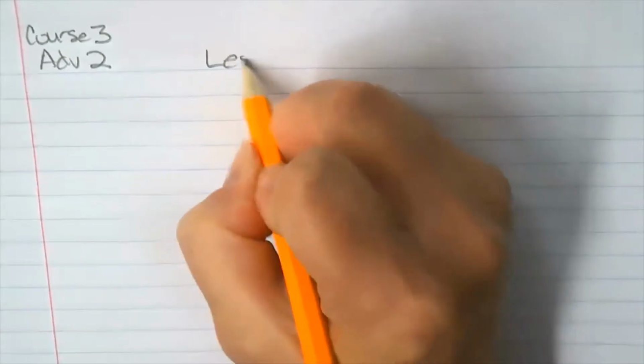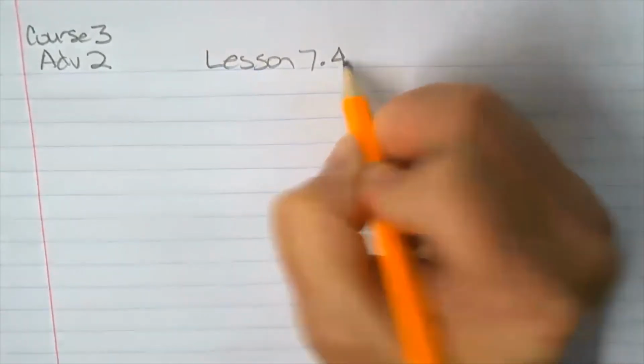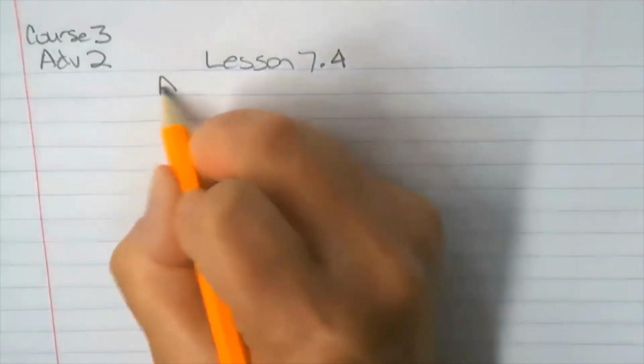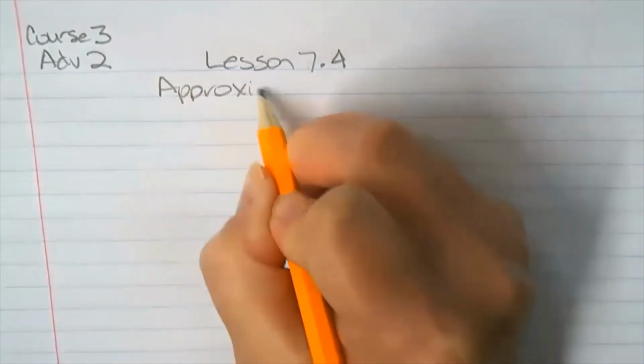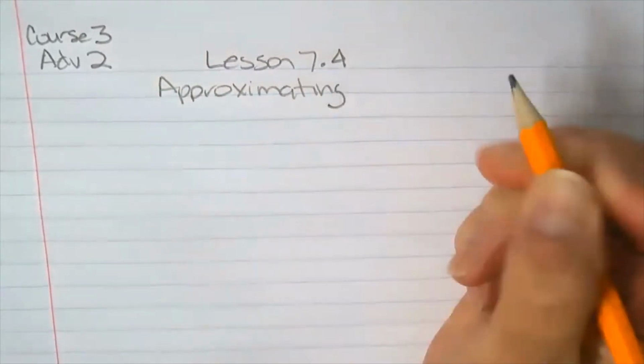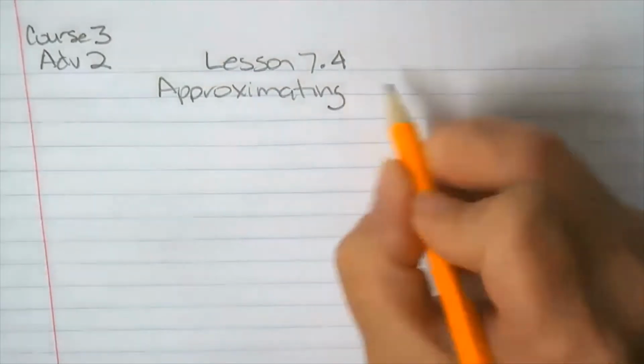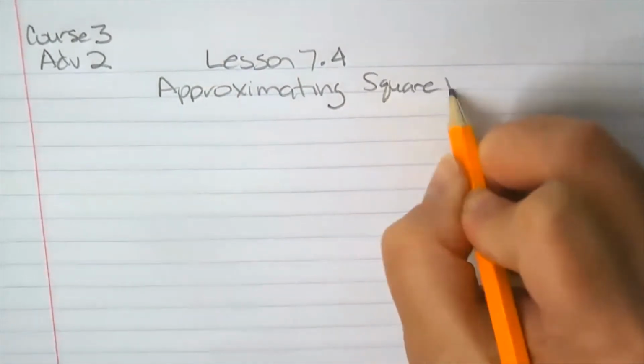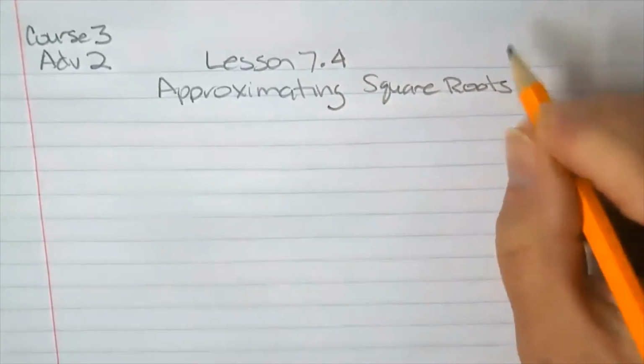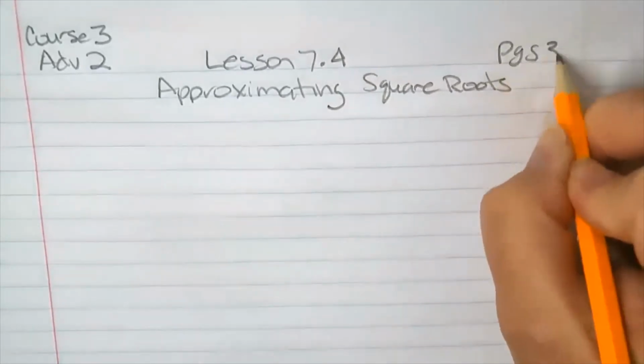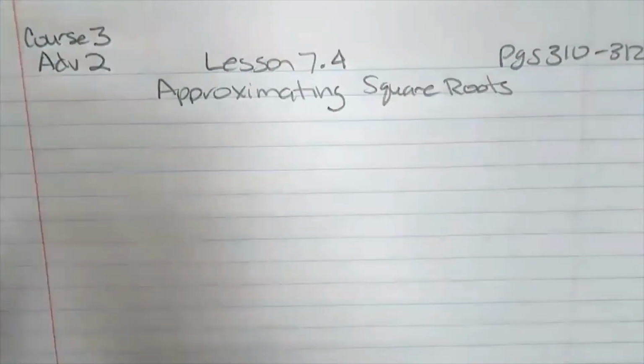Okay, if you are in 7 Excel, we are working from the Advanced 2 textbook. If you are in Math 8, we are working from the Course 3 textbook. We are doing lesson 7.4, Approximating square roots, and it can be found on pages 310 to 312.